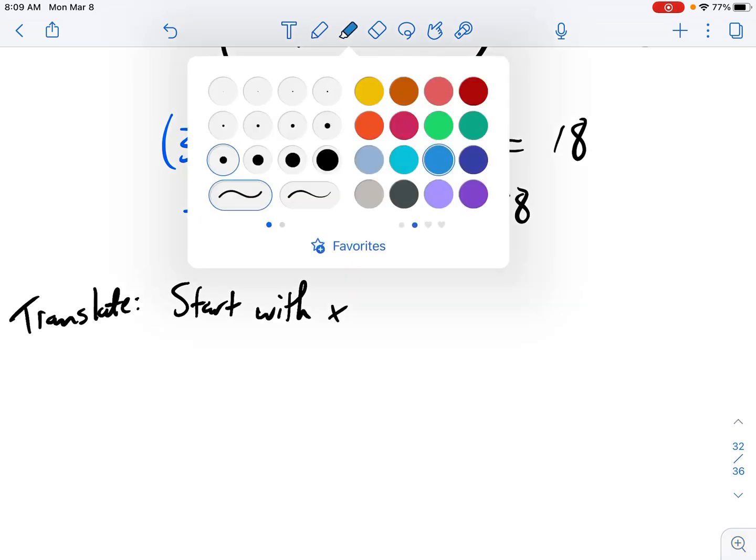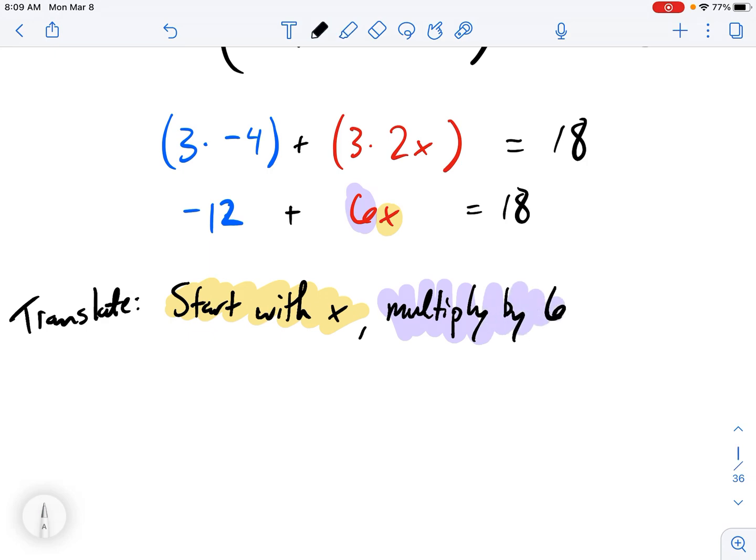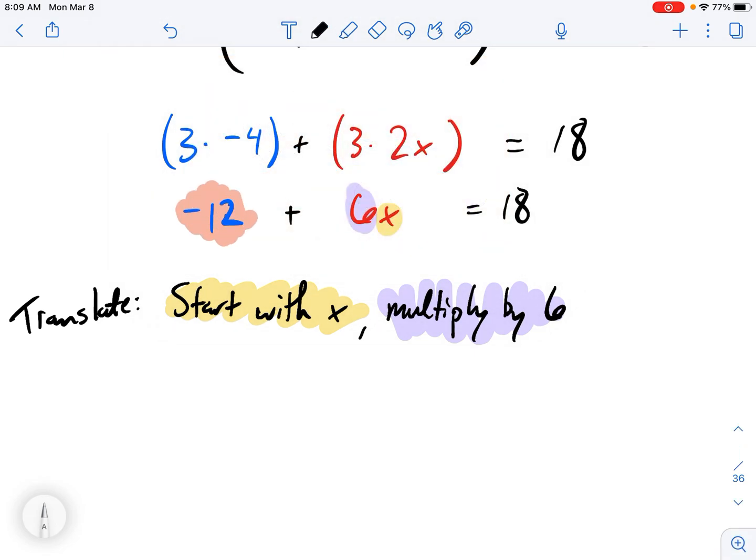And I'll use my highlighter here just to make it a little more clear what's going where. So we start with x, and then remember the coefficient next to the variable, the number next to the letter means multiply, so we're going to multiply by 6. And then we're going to subtract 12, or if you want to say add -12, that's fine, but you deal with this -12. Remember, negative signs and subtraction signs are now the same thing. So I'm going to write subtract 12. And then finally, we're going to have equals 18, okay?